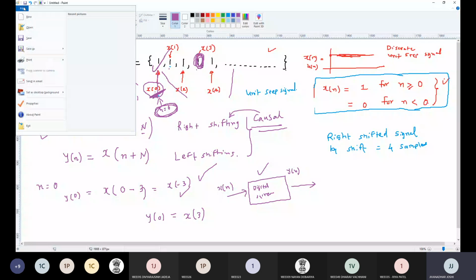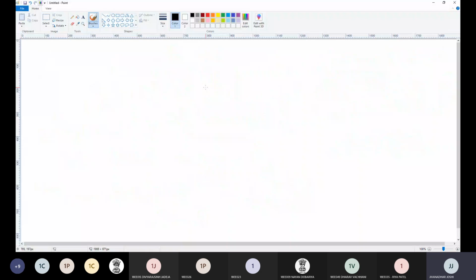Now I am going to introduce a new symbol for you, and it will be discussed in more detail when we discuss the Z transform. That is, I think, the third chapter in the syllabus. So right shifting is represented by Z raised to minus k. I have a signal x of n.